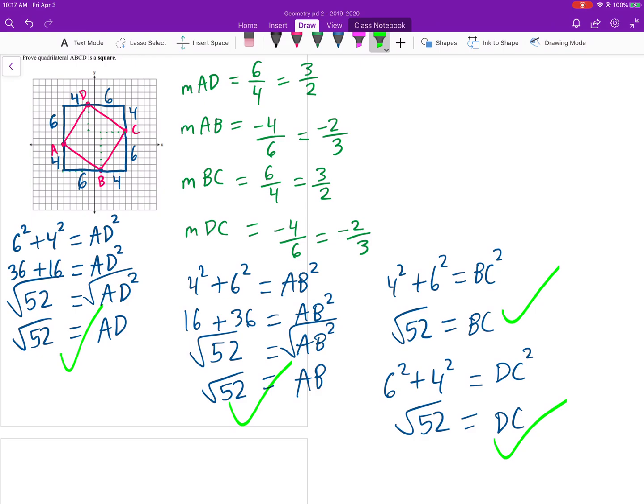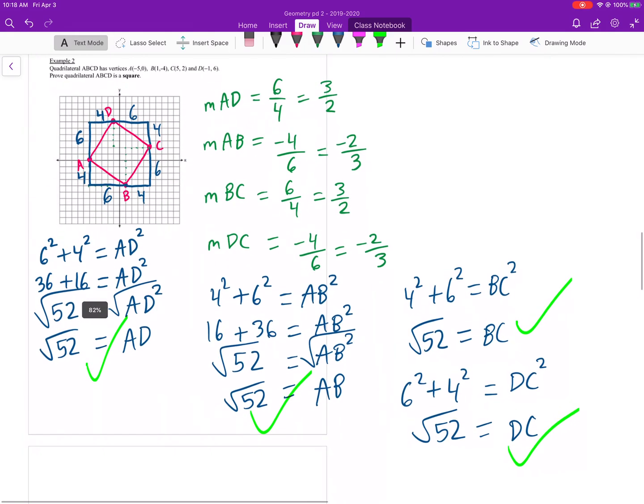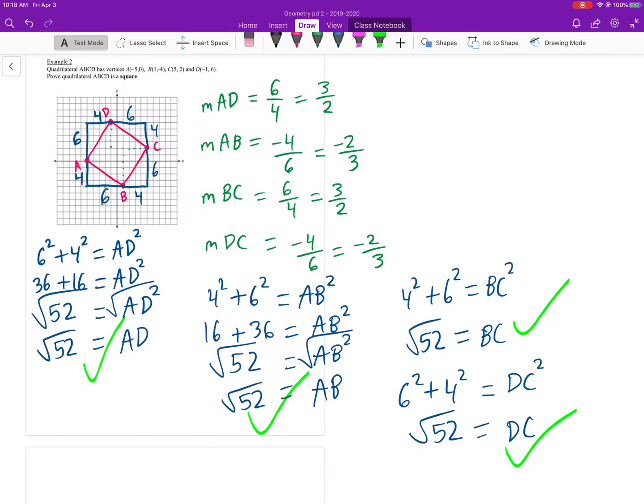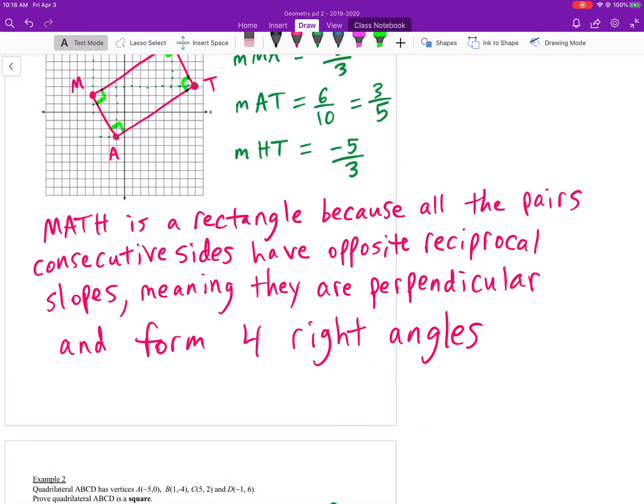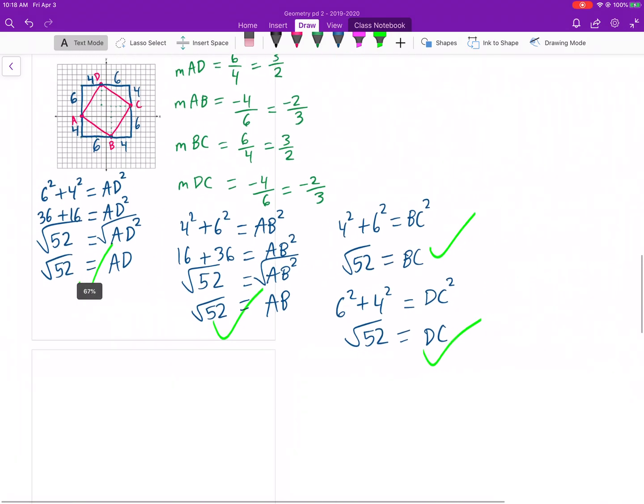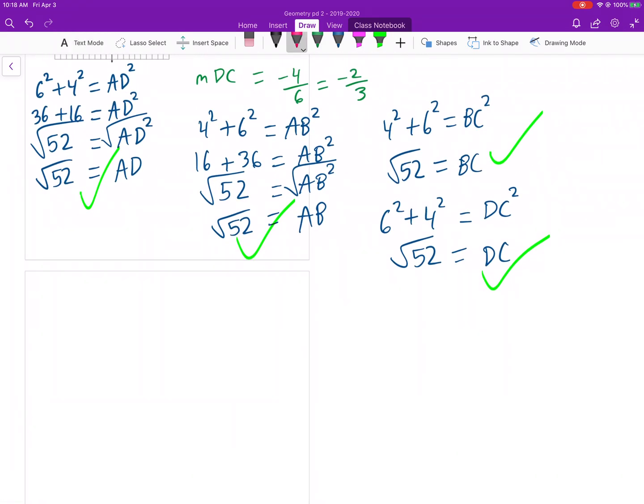Okay? So now, what we did just now, right? 4 equal sides, and then before that, our slopes showed us that each pair of consecutive sides has opposite reciprocal slopes, right? Look at the slope section in green. AD and AB, those are opposite reciprocal slopes. AB and BC, opposite reciprocal slopes. BC and DC, and so on and so forth. Every combination of consecutive sides is opposite reciprocal slopes. Okay, so now explaining this. Just like what we did in example 1, however, we also have to include the fact that we showed there's 4 equal sides.